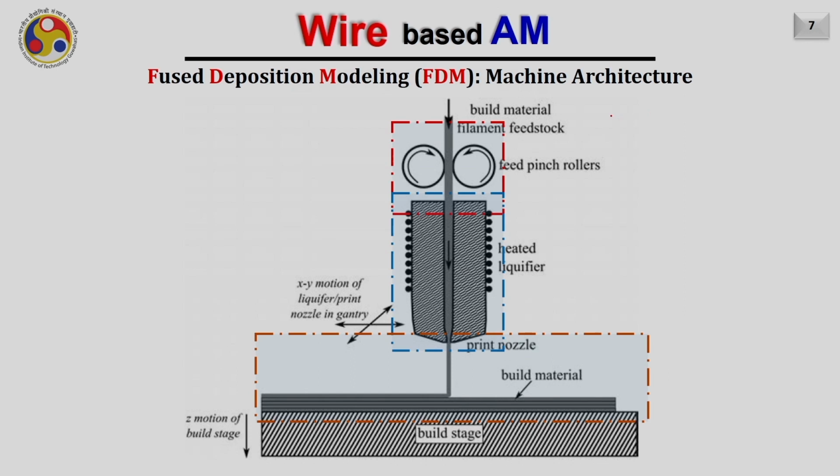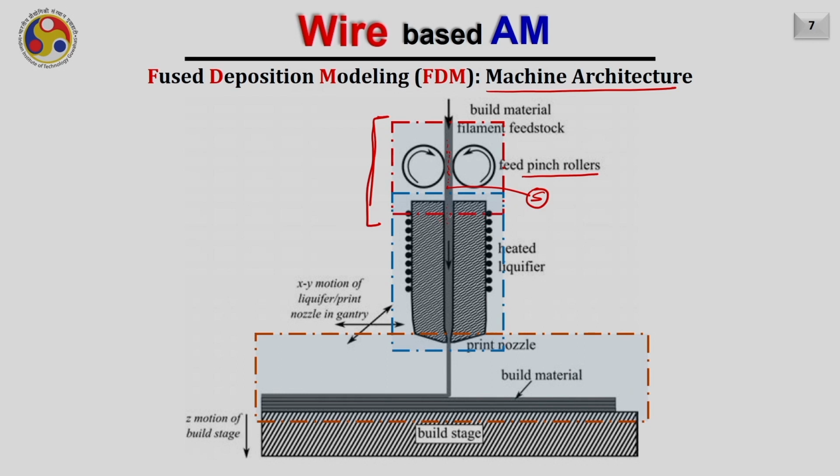Like you are seeing here, the machine architecture for the FDM or fused filament fabrication process involves three subsystems mainly. The first one is shown here in red color. This is the mechanism which pushes the wire into the liquefier. Typically, a pinch roller mechanism is used to feed the filament or the wire into the liquefier. Then this wire, which is in solid form right now, enters into a liquefier.